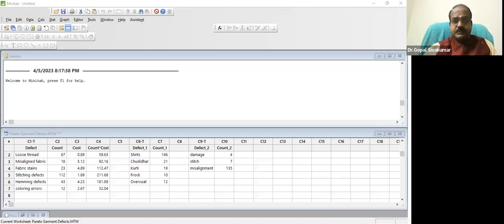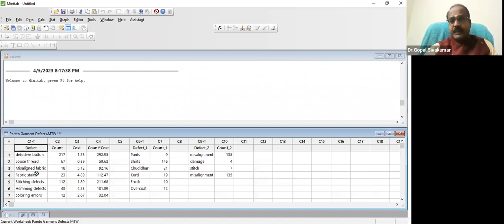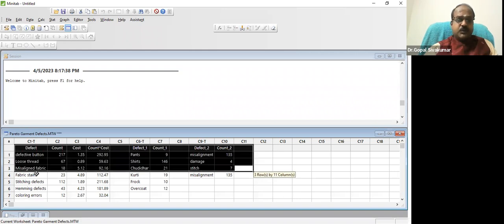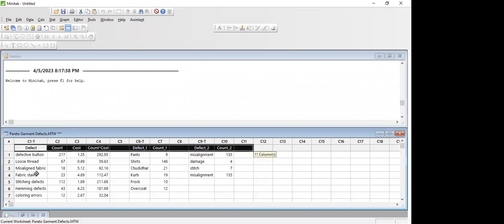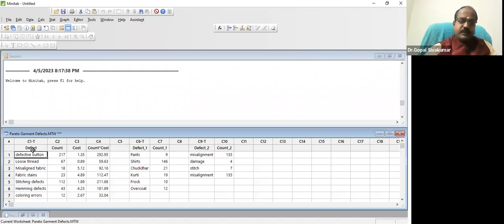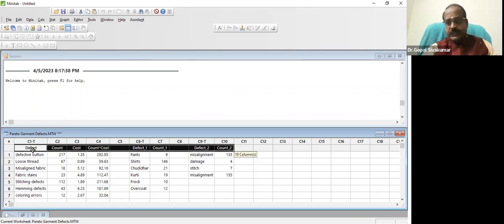So now I'm going to take you through Minitab. All of you, please confirm. Can you see my screen right now? This is nothing but the screen of a software called Minitab. All of you, can you see my cursor moving? Yes, sir. Okay. So now the place where you see my cursor moving, that is called worksheet.